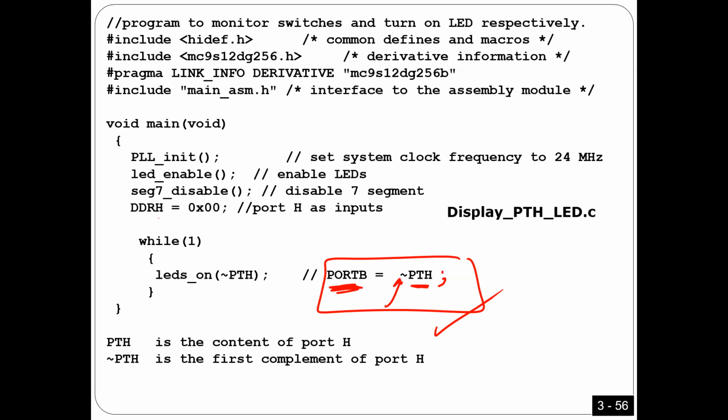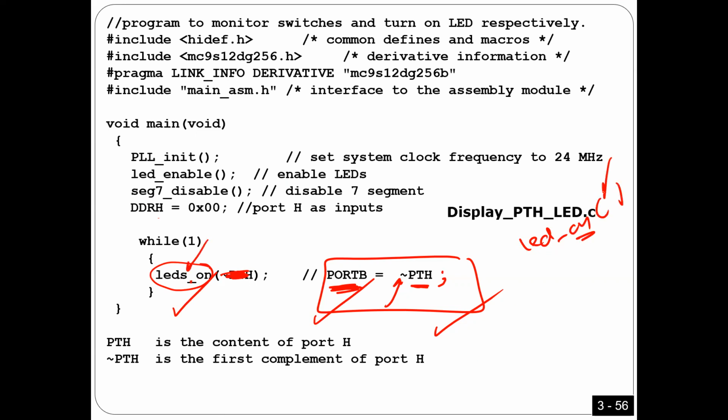Or if you like functions, we have a new function here. This function is called LEDs on, and whatever you send to the function is going to be put on port B. Again, if you like this one, I'm totally fine. If you like this one, I'm totally fine. This is different from the function I showed before. We had a function before, LED on, not LEDs, LED on.